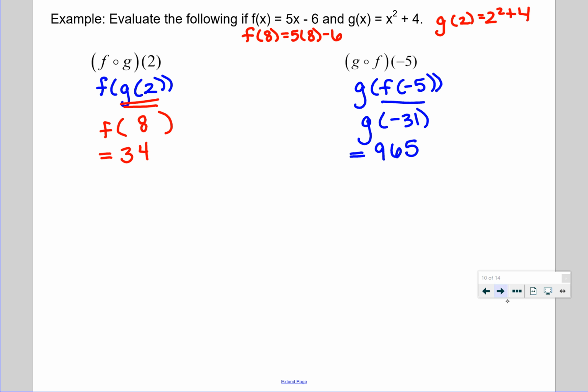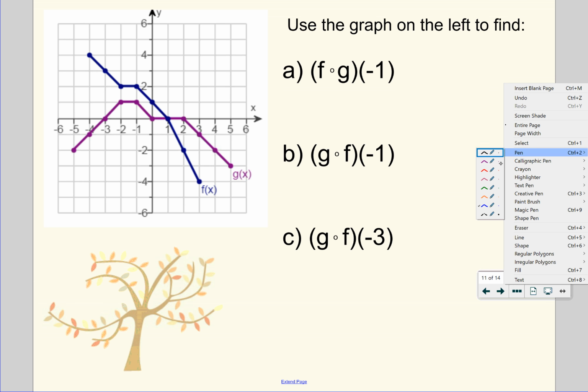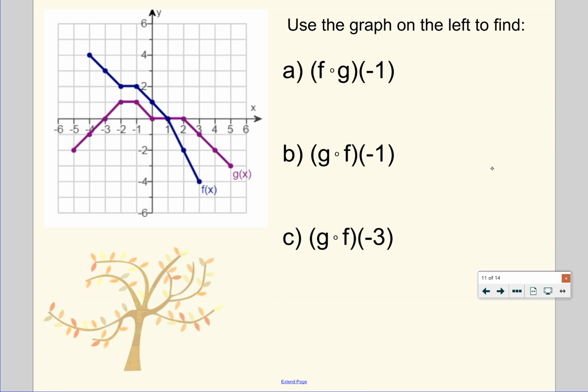Okay, on your paper, flip it back over now to the one we were doing yesterday that had the graph on it. This guy. Okay, same graph. And these three were at the bottom that we did not complete yet. And that's because they have the composition. So I'm going to rewrite the first one, f of g of negative 1, with my double parentheses, f of g of negative 1.